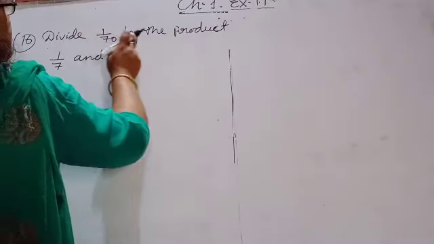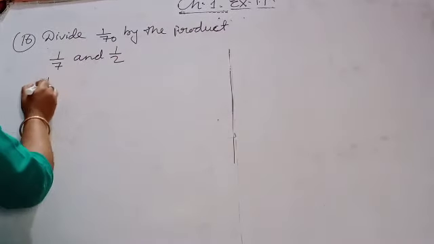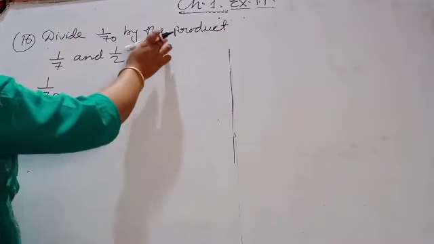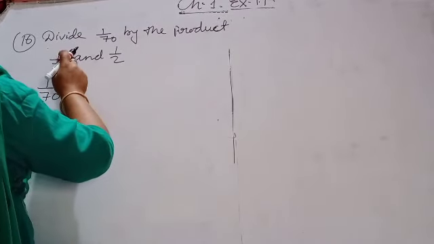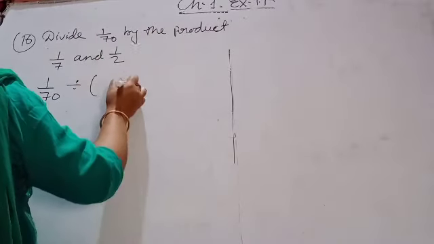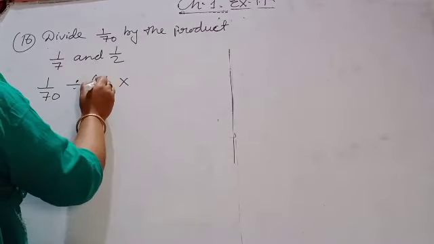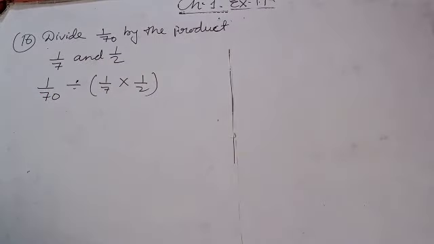Divide 1 upon 70 by the product of 1 upon 7 and 1 upon 2. How will you write it? 1 upon 70. For the divide sign, you will put a division sign and then "by the product." Product means multiplication, whose product? 1 upon 7 and 1 upon 2. Are you getting this?